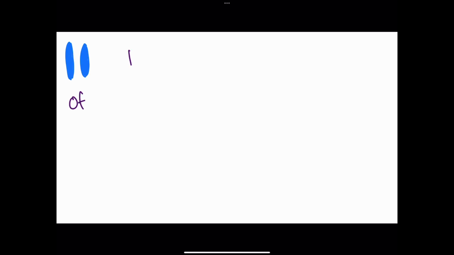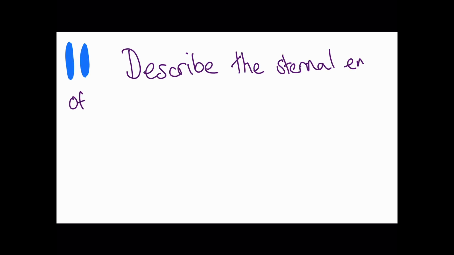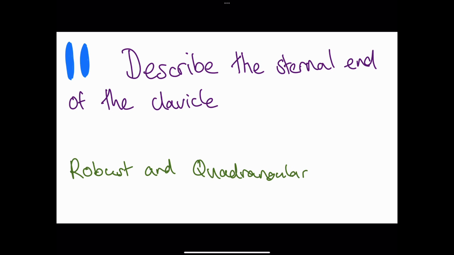Before we move on to have a look at the scapula, pause the video and have a go at this question, writing the answer in the comments section below. Describe the appearance of the sternal end of the clavicle. That's right, it's robust and quadrangular.